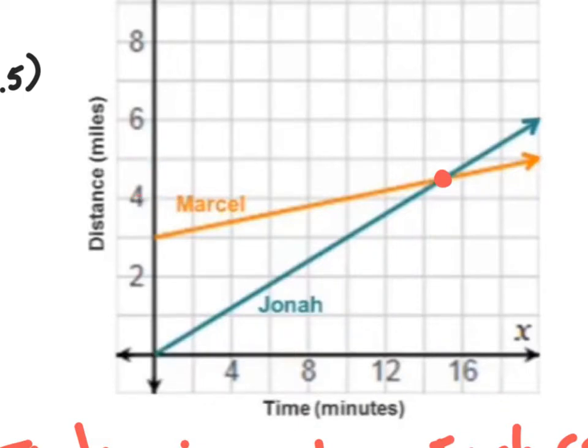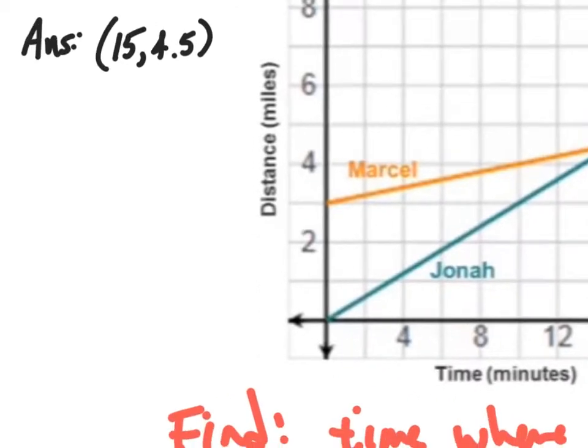If you come over here, this is a value of 5, here's 4. Here's our point. It looks like it's about 4.5, so it seems pretty reasonable.